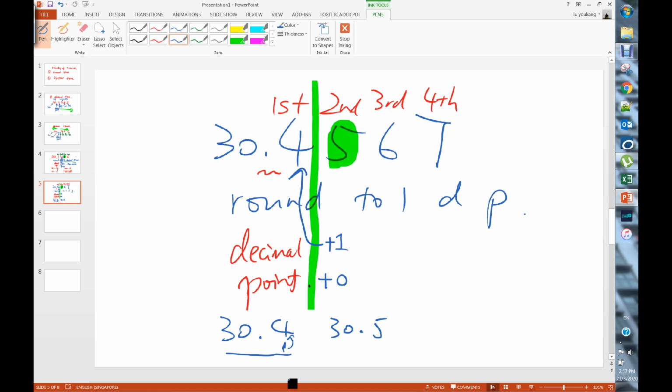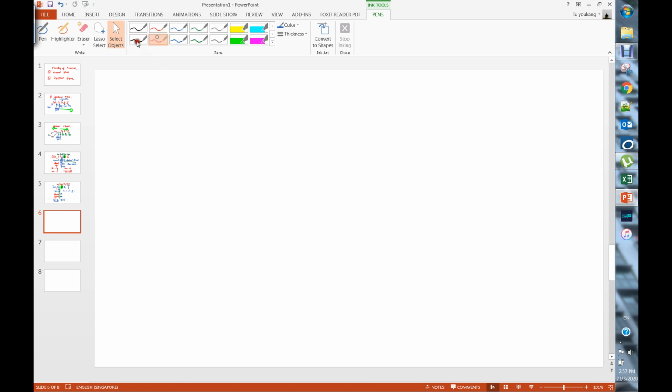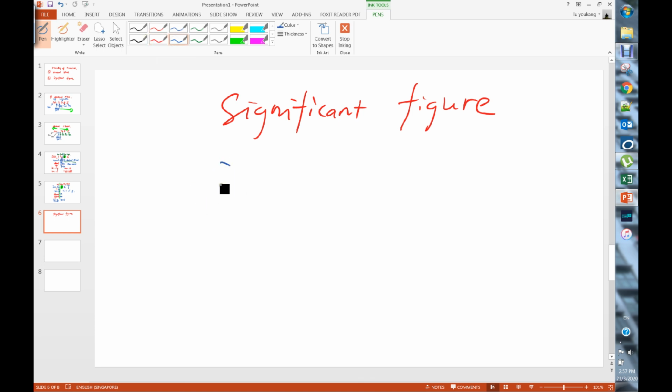We have talked about decimal place. Now, let's go to the second concept, significant figure. When it comes to significant figure, let me give you some examples.